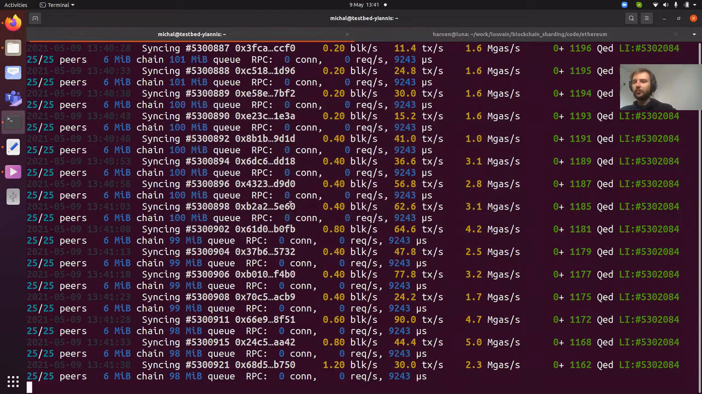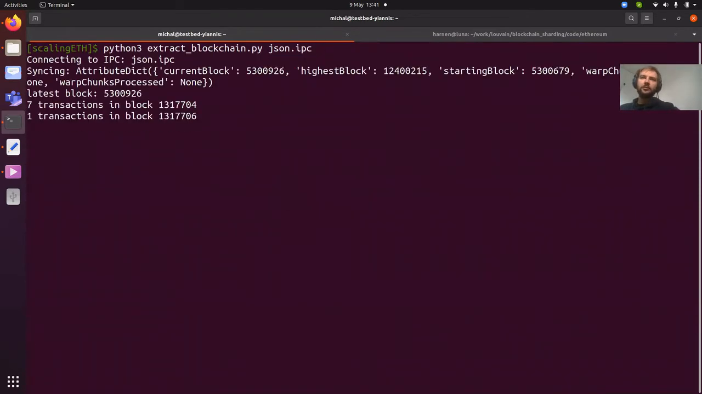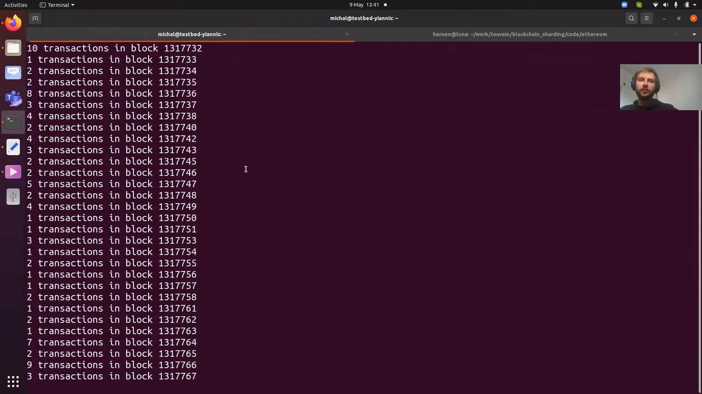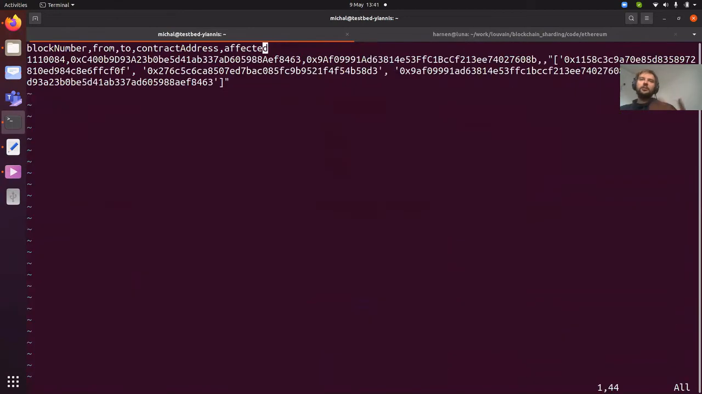Here I have an open Ethereum client running on my machine. I can now launch our script, which connects via IPC and tries to extract all the information about transactions. Then it produces a simple CSV file, which extracts the block number and the transaction, but more importantly, it also extracts all the affected accounts from the Ethereum EVM.